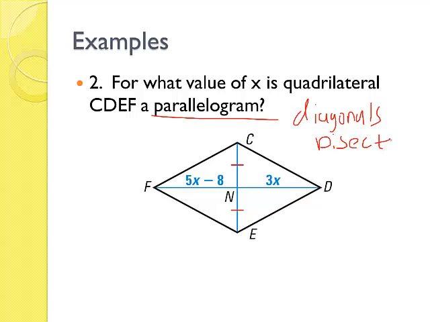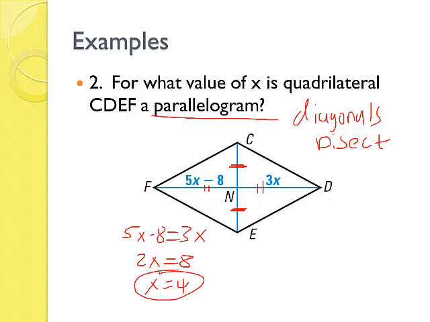So I know that this is congruent to this. If this is a parallelogram, and we're trying to find the value of x, that means this segment has to be congruent to this segment, which means you can state that 5x minus 8 equals 3x. When you solve, subtract 3x, you get 2x, add 8, and then divide, you get x is equal to 4. So that's the value that would make this a parallelogram.